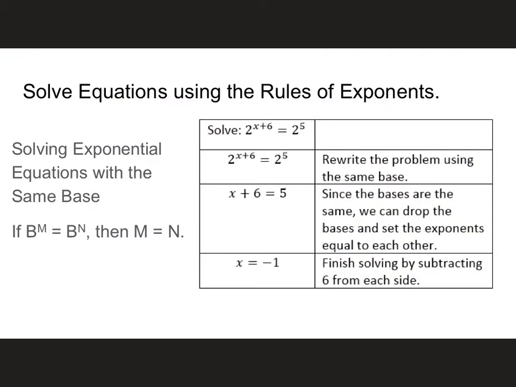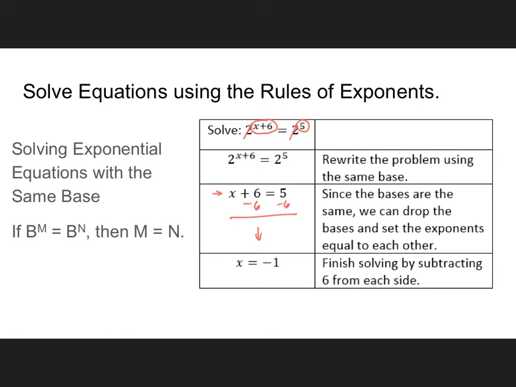Consider this first example. We have 2 raised to the power of x plus 6, and it has to equal 2 raised to the power of 5. Now you can see here both bases are 2. Since the bases are the same, we can simply get rid of those bases and set those exponents equal to each other. So that's what I have here: x plus 6 equals 5. So therefore, if I solve for x, I subtract 6 from both sides, and we're left with x equals -1.